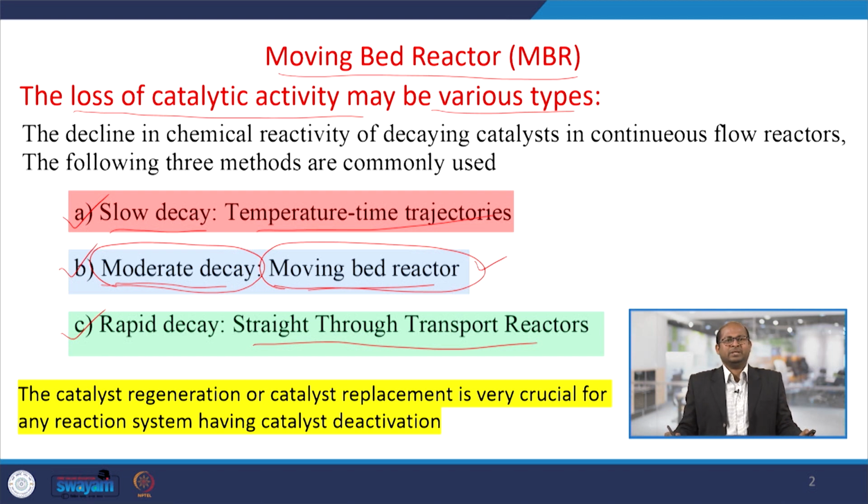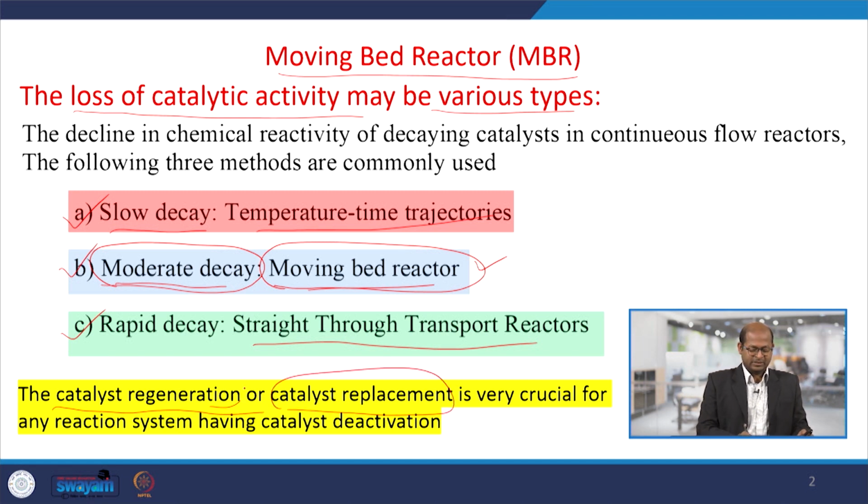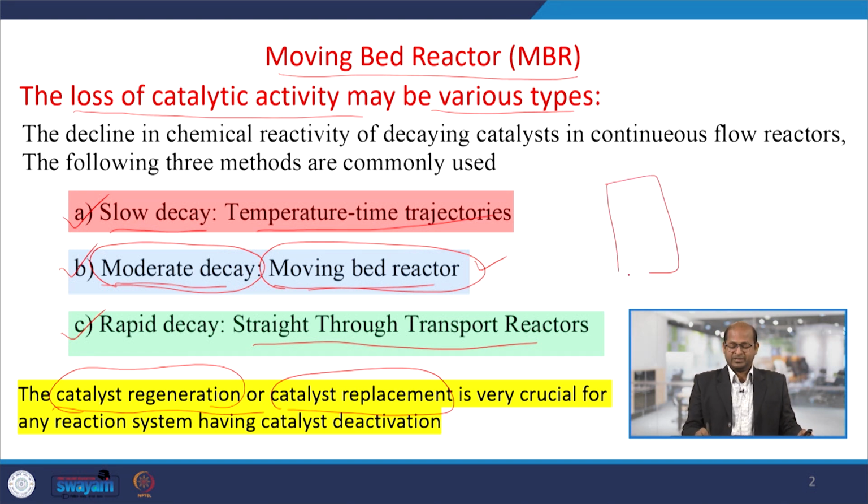regeneration unit. There is a regeneration unit for catalyst regeneration or replacement of the catalyst, and this also takes place simultaneously. Once we have a fresh catalyst here, let us say, we charge reactant A and continuously get B as a product.